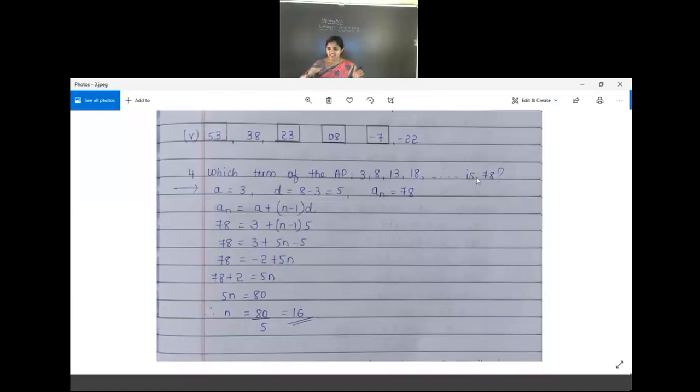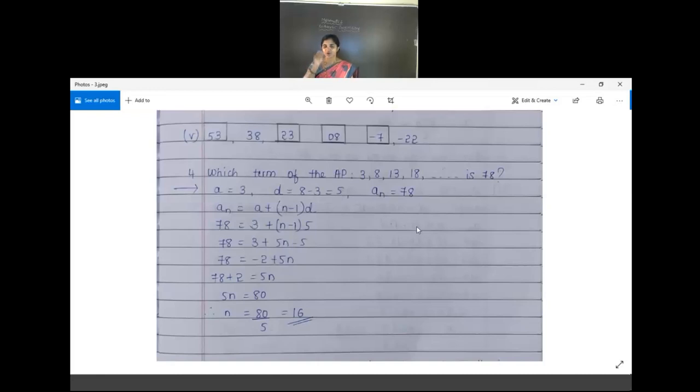So let us understand the problem first. 78 is a term of this AP, but in which place? The first term is 3, the second term is 8, the third term is 13, the fourth term is 18. Now we have to identify the position of this 78, either it is the 10th term or 11th term or 12th term. So we have to find out the n here.